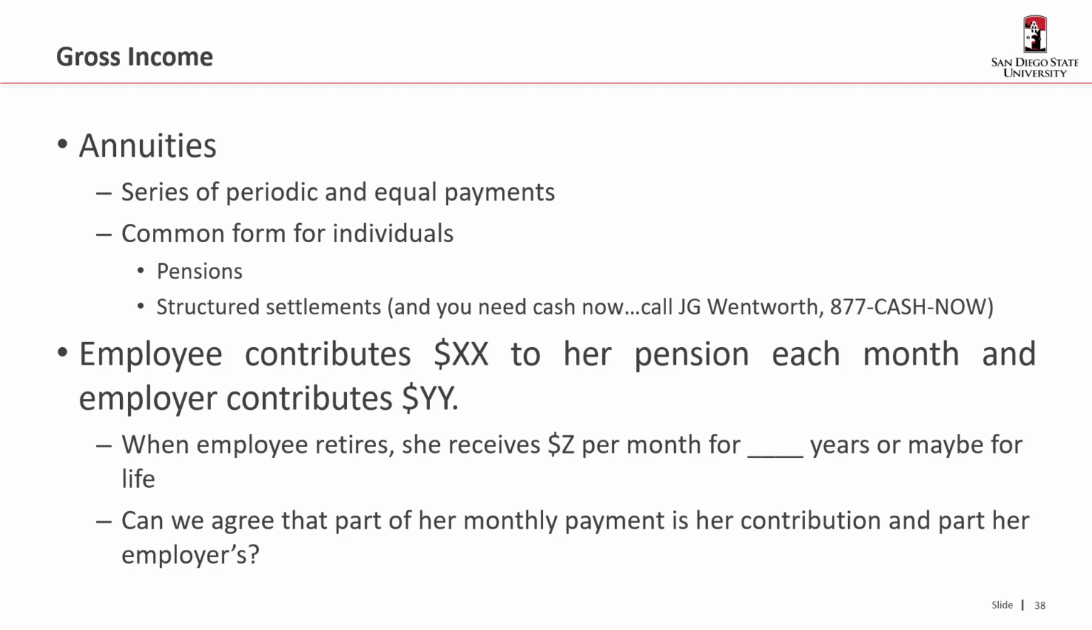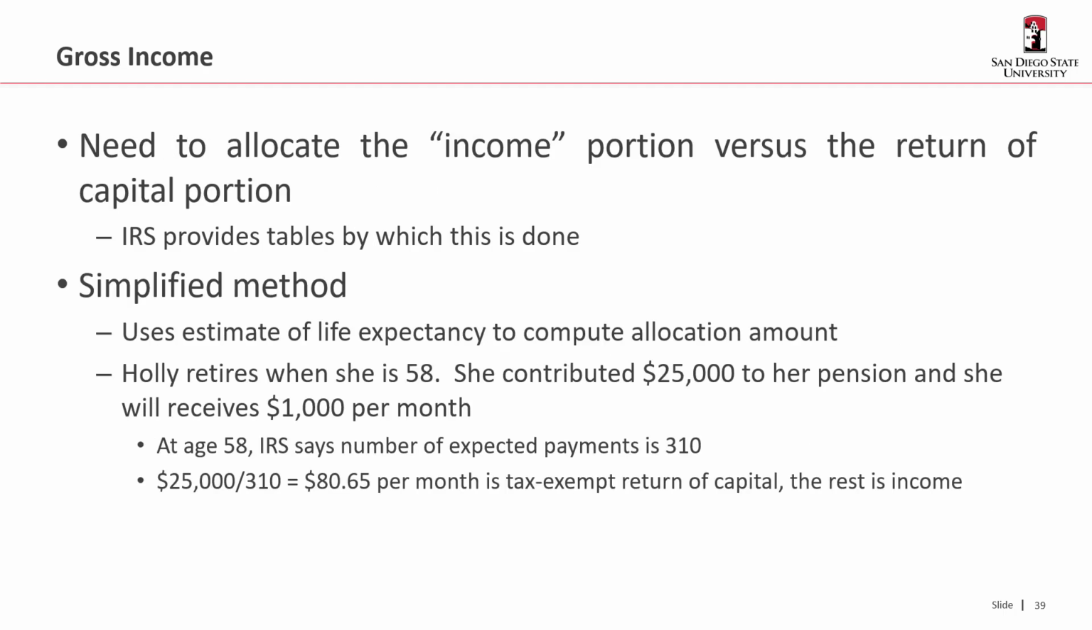So the employee contributes X to the pension. We already talked about that, so I'm not going to talk about that anymore. All right, so we need to allocate the income portion versus the return of capital portion for an annuity.